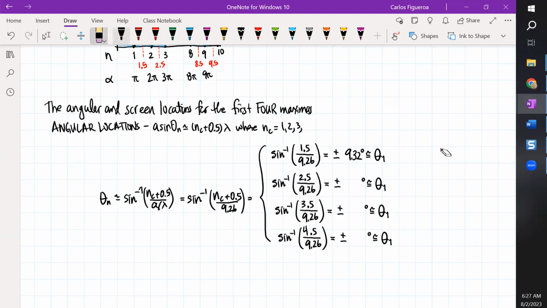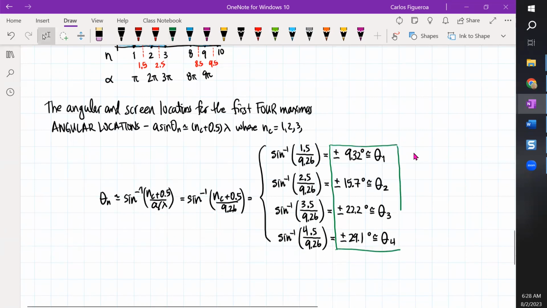So now I have to change these angles because they're not going to be the same. When I calculate these angles, this will be 15.7, this will be 22.2, and this will be 29.1, where this is now 2, 3, 4. So these are my angular locations, and we're going to need these for the screen locations of the maxima.